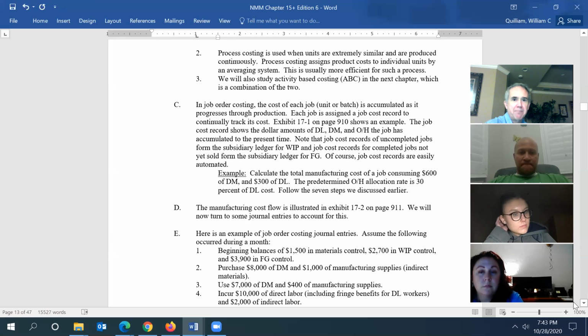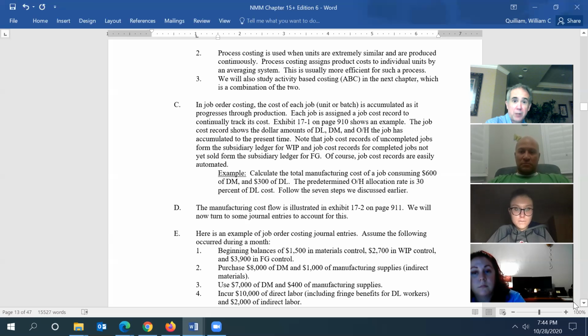Well, looking at C, in job order costing, the cost of each unit, each job, which again could be one unit or a batch of similar units, is accumulated as it progresses through production. And each job is assigned a job cost record to continually track its cost. Like we said, we're doing this in real time. It is like a continuous or perpetual inventory system. So we always know what we have on hand, and that's good.